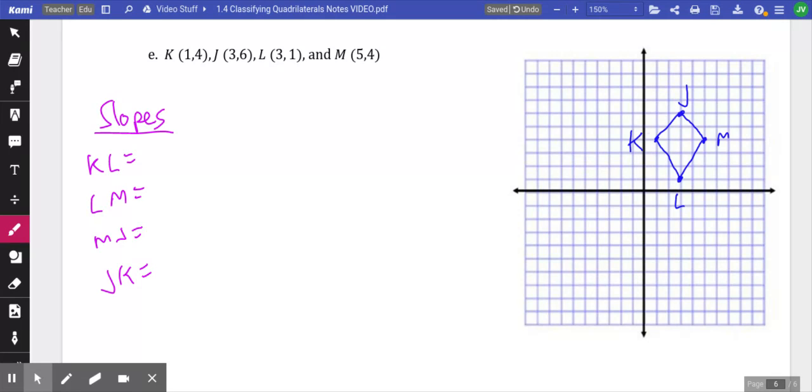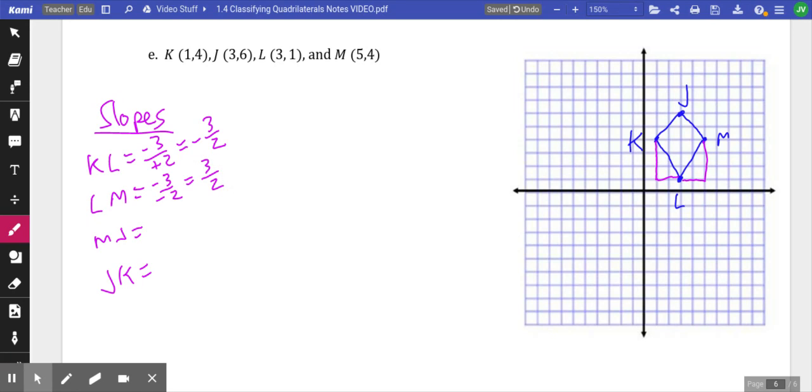So to go from K to L, we're going to go down 3, right 2. So down 3, right 2 would be -3 over 2. How about LM? LM would be down 3, left 2. So that's down 3, left 2, which is +3/2.